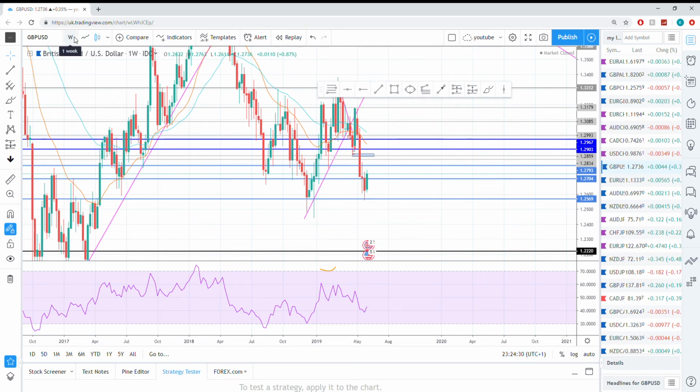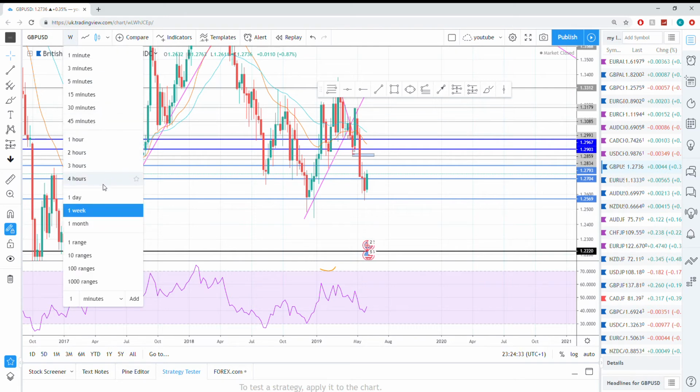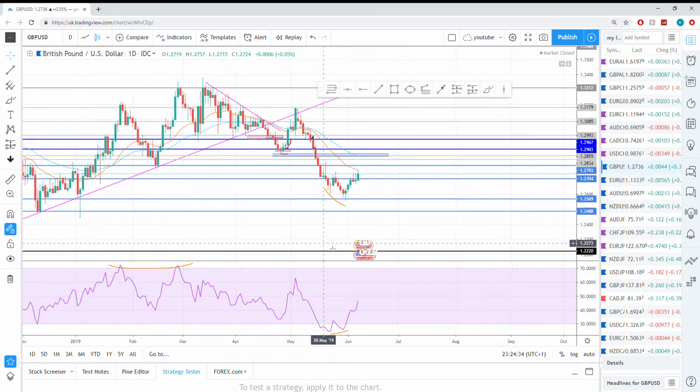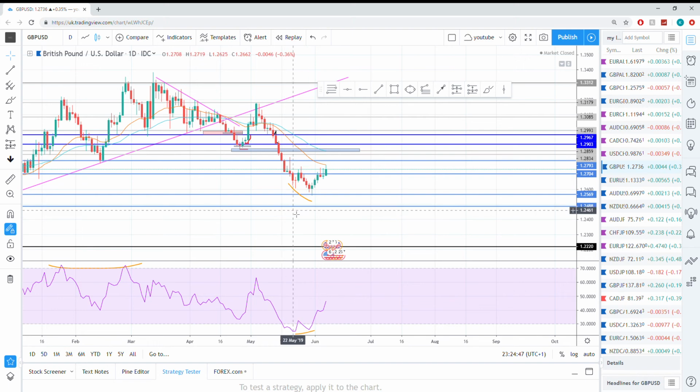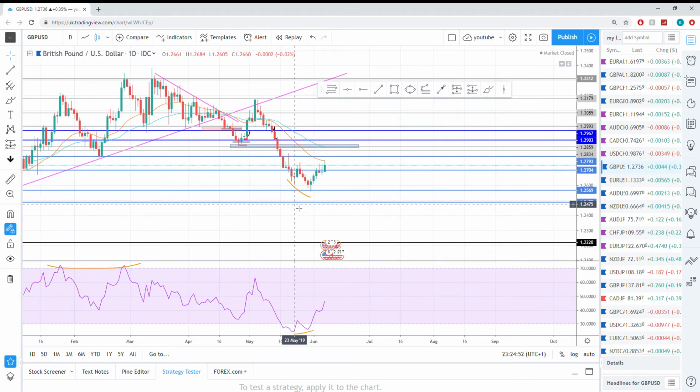So let's just take it down towards the daily, see how it went. So we can see that we are currently oversold on the RSI, as we can see here. So we have our divergence, as we did mention last week. So we did get the change from the downwards momentum, so we're starting to slowly see the buyers come back into play.